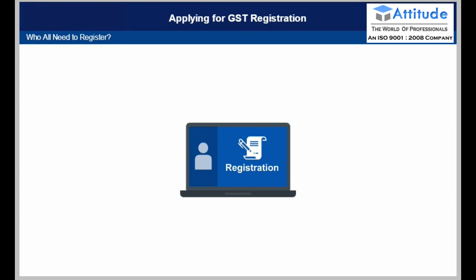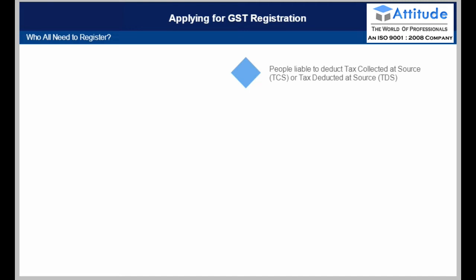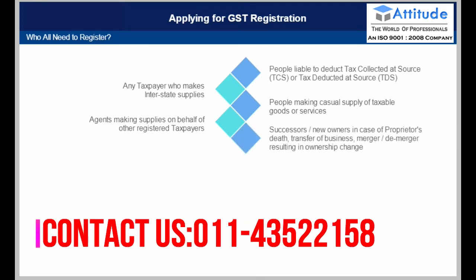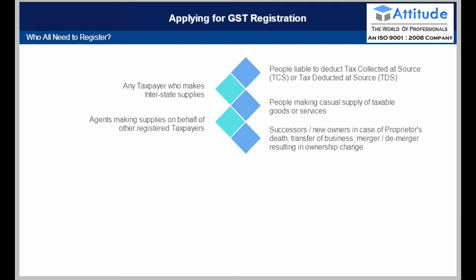Registration to GST is mandatory for a lot of people. It is mandatory for people liable to deduct tax collected at source (TCS) or tax deducted at source (TDS), any taxpayer who makes interstate supplies, people making casual supply of taxable goods or services, agents who supply goods or services on behalf of other registered taxpayers, successors or new owners of a business in case of death of proprietor, transfer of business, merger or demerger with another business, which results in change of ownership.